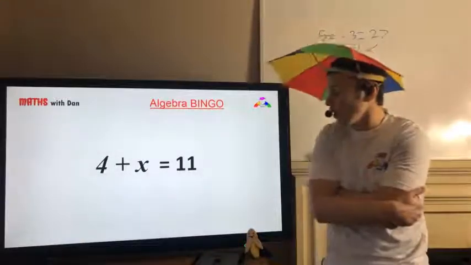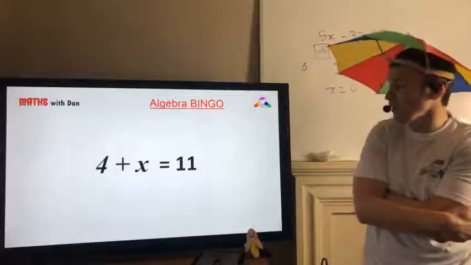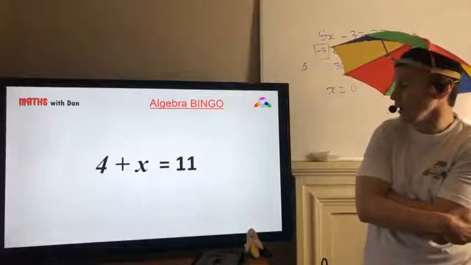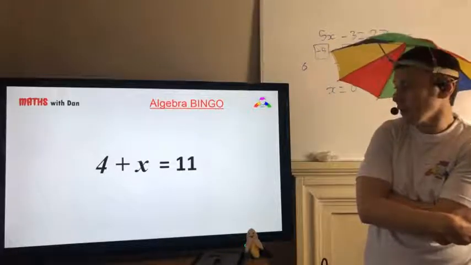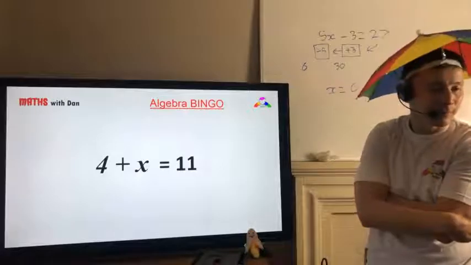Okay, 4 plus x equals 11. I'm a bit confused on that one. So work backwards. It's the same as x plus 4 equals 11, isn't it? It's the same thing.